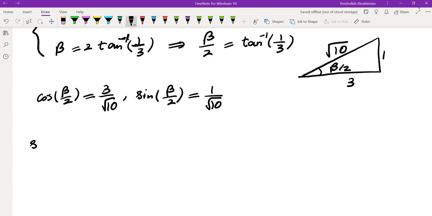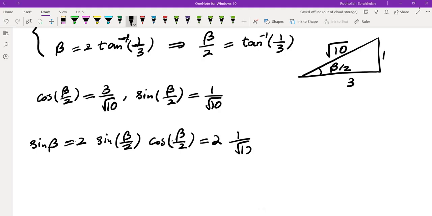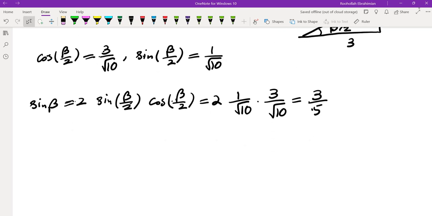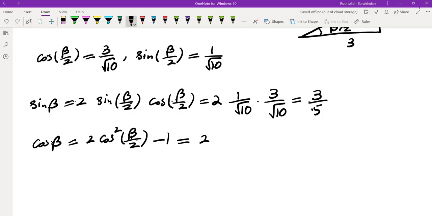From here, we can get sine of beta as 2 sine beta over 2 times cosine of beta over 2. This is twice 1 over root 10 times 3 over root 10. So we get 3 over 5. And because of that, of course, cosine of beta would become 4 over 5. But we can also get that from 2 cosine squared of beta over 2 minus 1, which is 2 times 9 over 10 minus 1. And that gives you 8 over 10, which is 4 over 5.